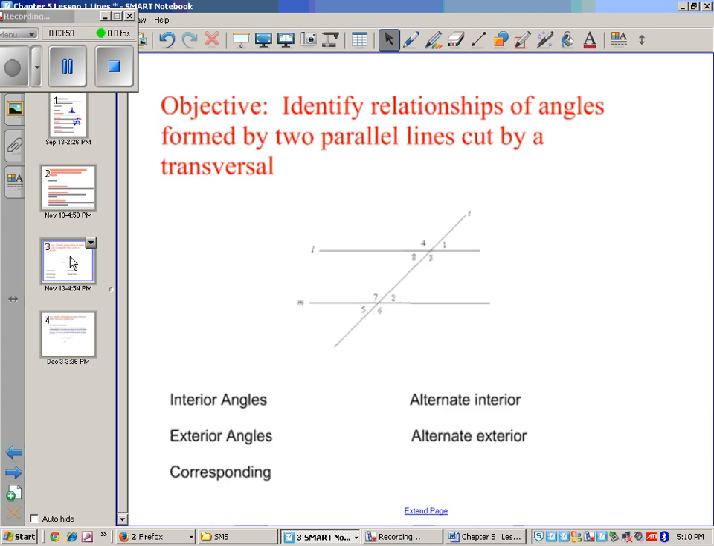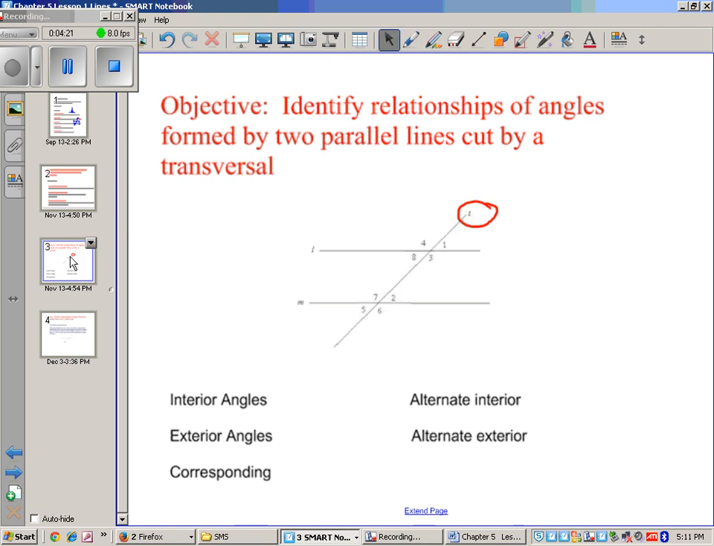Okay, remember our objective is to identify relationships of angles formed by two parallel lines cut by a transversal. As you see in this example right here, T is our transversal as it cuts across L and M, creating our angles 1, 2, 3, 4, 5, 6, 7, and 8.